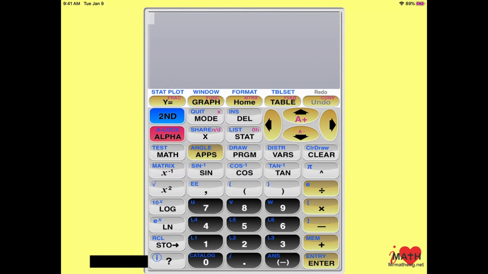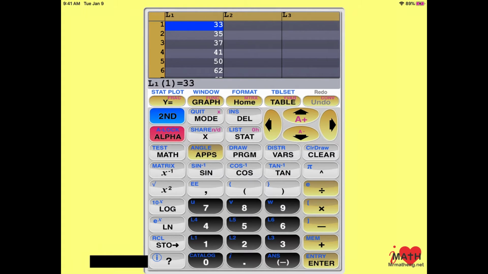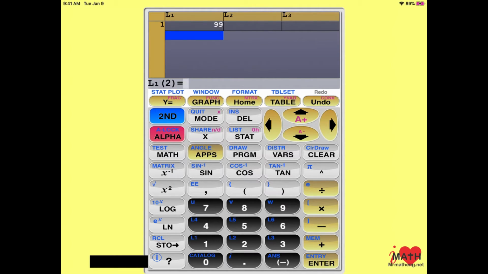So, stat, edit. I already have some numbers, so go up to where it highlights L1. You press clear, and then enter. You're going to hit each of the numbers and press enter. So I have 99, 42. I already showed you in the last video that your calculator can actually organize the information for you. That's probably only best for the mode or median, but your calculator can do a lot.